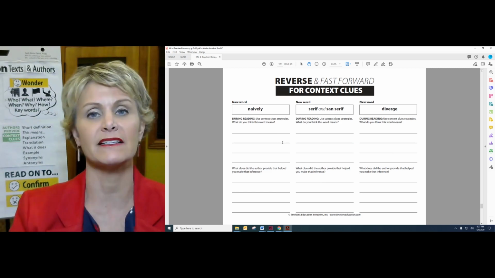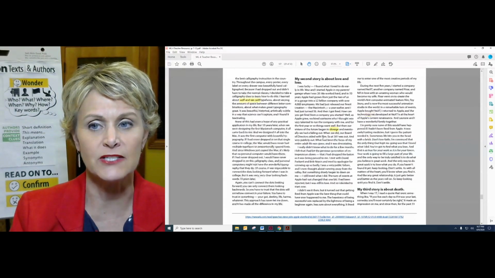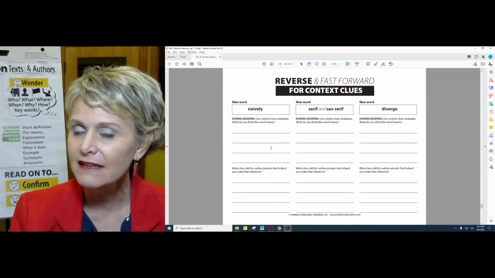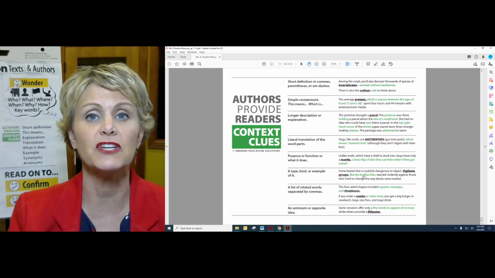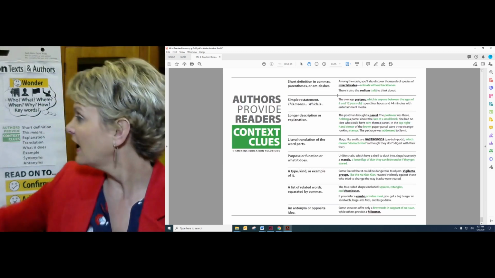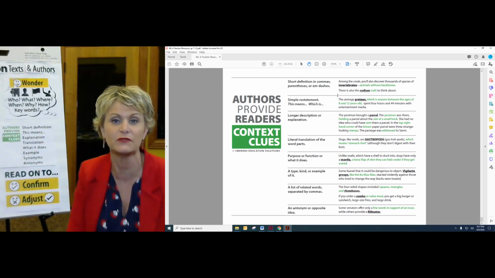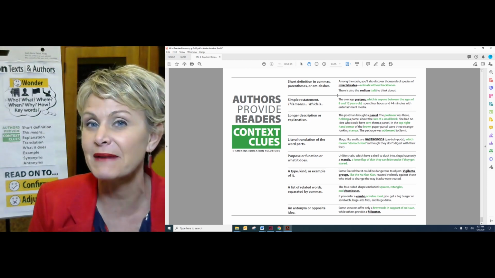If you were in Mrs. Smecken's class, you would be reading through the Steve Jobs speech. You would then give me the meaning of each of these words and the clues that helped you. And to further support you, I'm going to give you that list of different types of context clues with some sample sentences. So you'll get that too in your student resource. If you were in Mrs. Smecken's class, that's what we'd be doing, but your teacher might have a better idea.